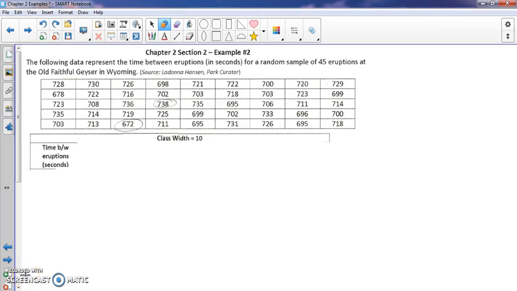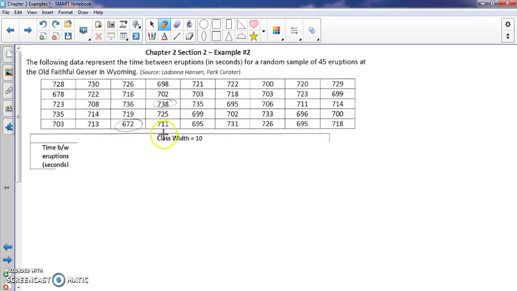So let's look at another example. Again, qualitative or quantitative? We have quantitative data. Discrete or continuous? Since we're just looking at time in seconds, we're dealing with discrete, and we have several different values. I've circled the largest and smallest values. They range from 672 to 738, so we have a wide range. So we need to put them in classes.